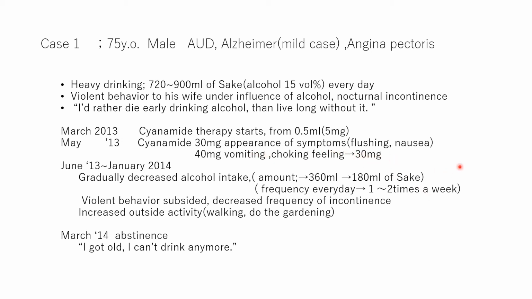In about half a year, he gradually decreased the amount of alcohol intake, and the frequency also decreased. Accordingly, violent behavior and frequency of incontinence decreased, and his activities like walking and gardening increased. He achieved abstinence in a year. At that time he said, "I got so old that I cannot drink anymore."